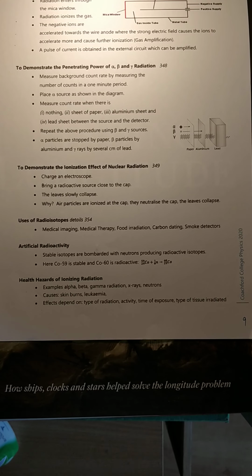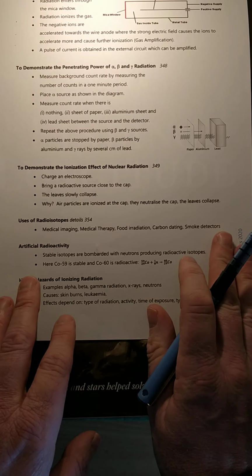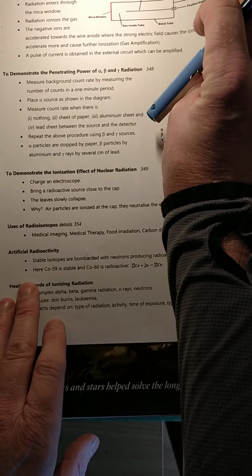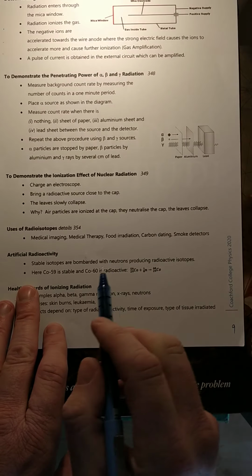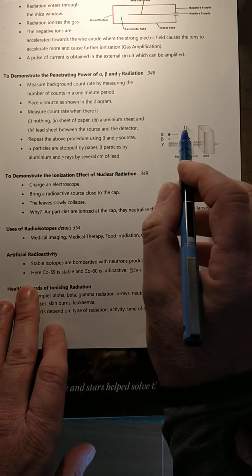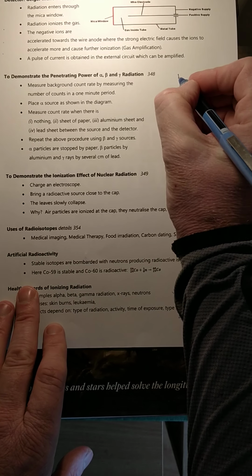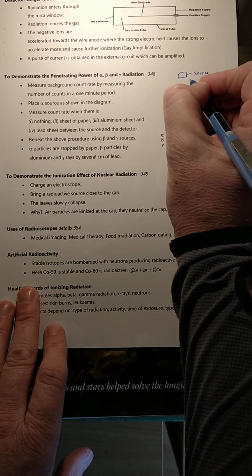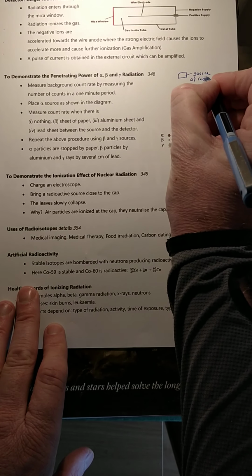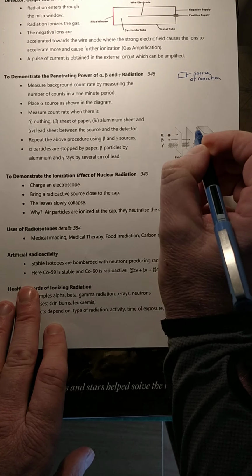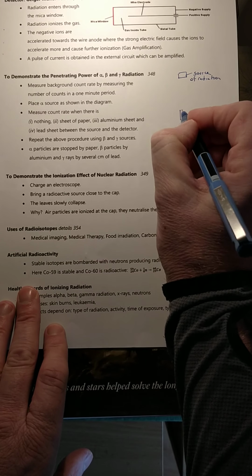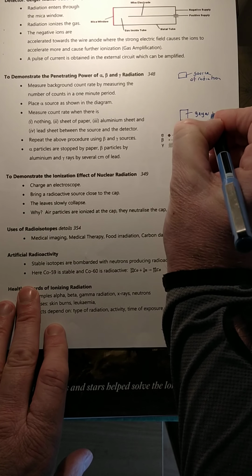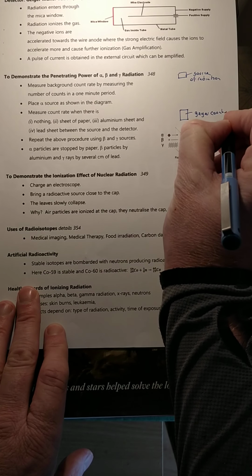And if we go on to the next page, now demonstrating the penetrating power of alpha, beta, and gamma radiation. So you'll have looked at a clip of this, and what we basically have is a source of radiation, depending on whether it is alpha, beta, or gamma. We won't be doing this experiment, I can assure you. You have a Geiger counter down here, so it's a Geiger-Müller tube with a counter on it.